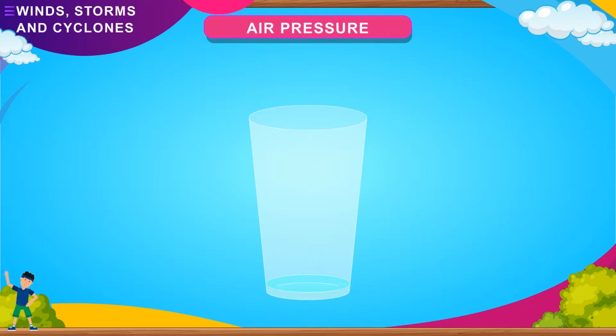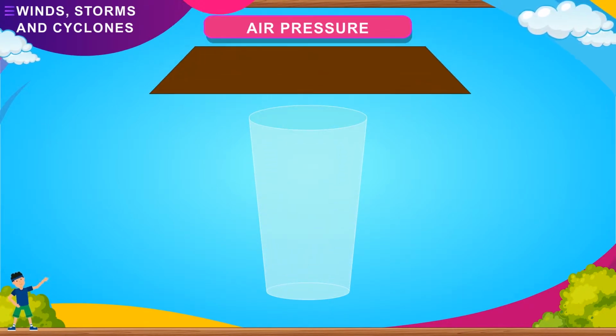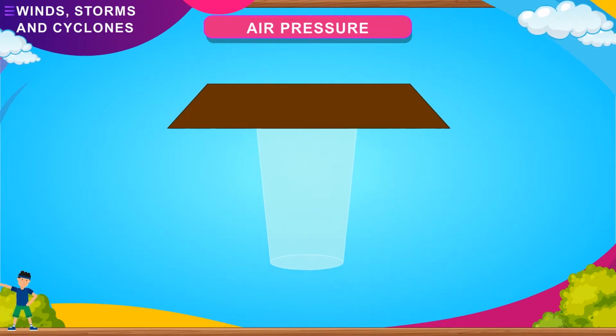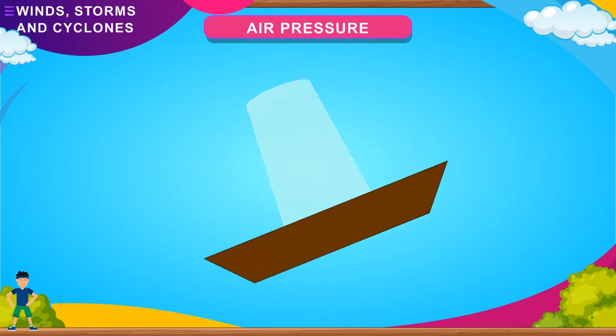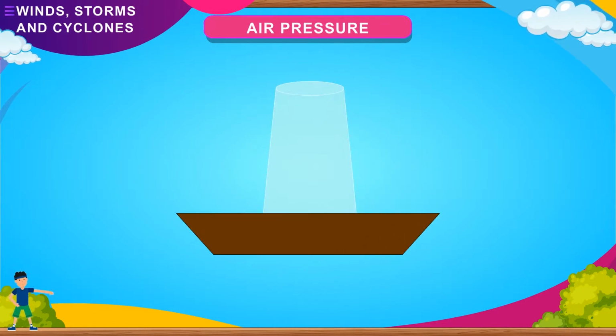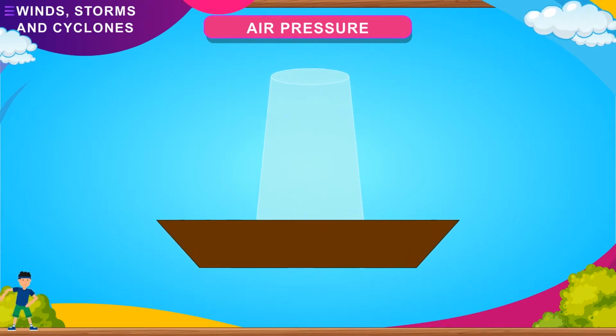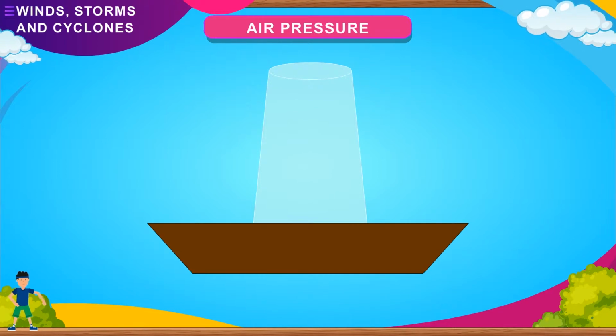Activity. Take a glass and fill it with water up to its brim. Place a piece of cardboard on the top of the glass. Now, holding the cardboard in place, turn the glass upside down away from the cardboard. What do you observe? What holds the piece of cardboard against the glass? It is the air pressure, which pushes the cardboard from below. This keeps the water in the glass.